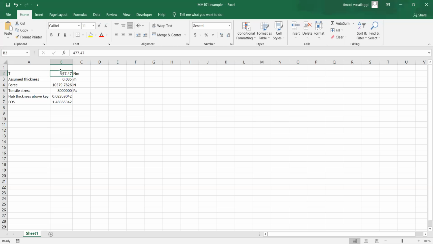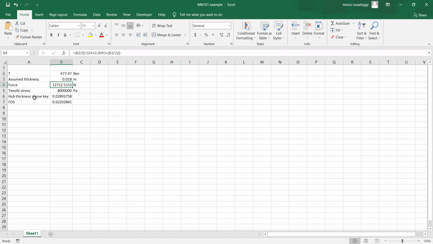So in this case, we have to enter the torque. The torque is the torque that we calculate in our torque analysis. This is an assumed thickness, so you enter any assumed thickness that you want. It'll calculate the force for us. We give it the tensile strength of the material, so this is 8 megapascals. And it will calculate the ideal hub thickness and then the factor of safety. Like I said, we assume the hub thickness of 18 millimeters or 0.018 meters.